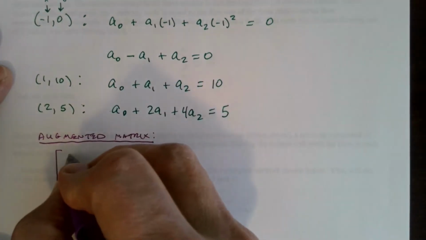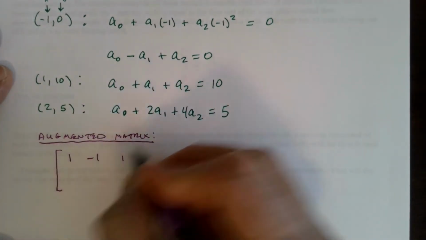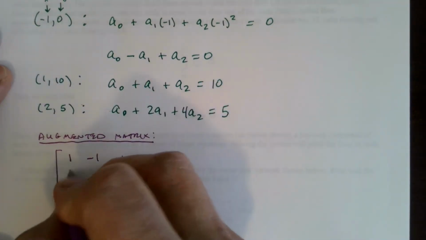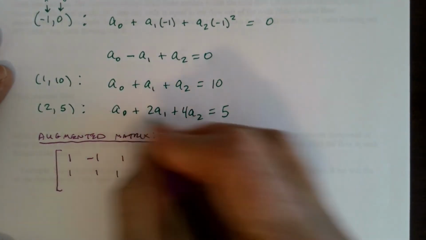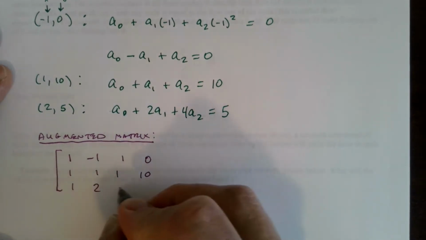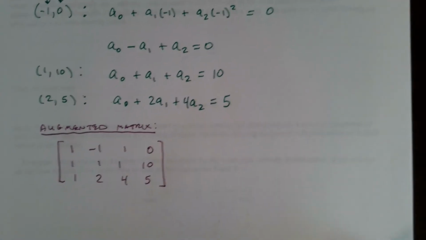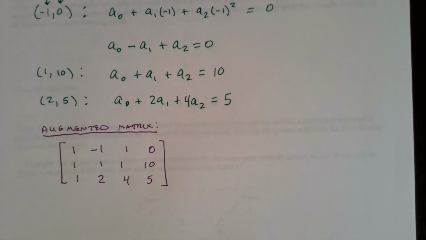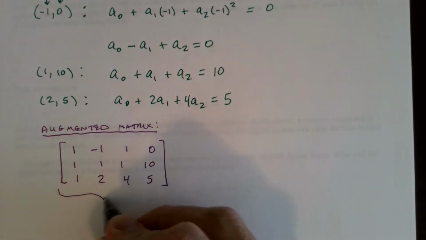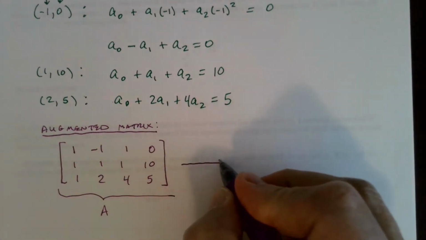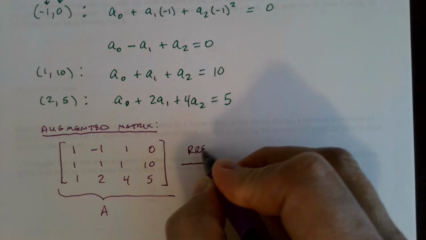So the coefficients in the first equation, 1, -1, 1, and then the constant term is 0. 1, 1, 1, 10, and so on. Okay, so this is our augmented matrix, and I'm going to call this matrix A just to talk about it. And what I'm going to do is put this matrix into its reduced row echelon form.